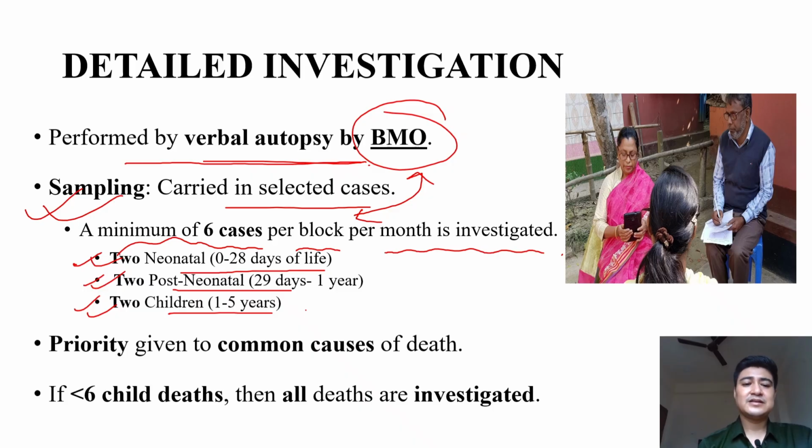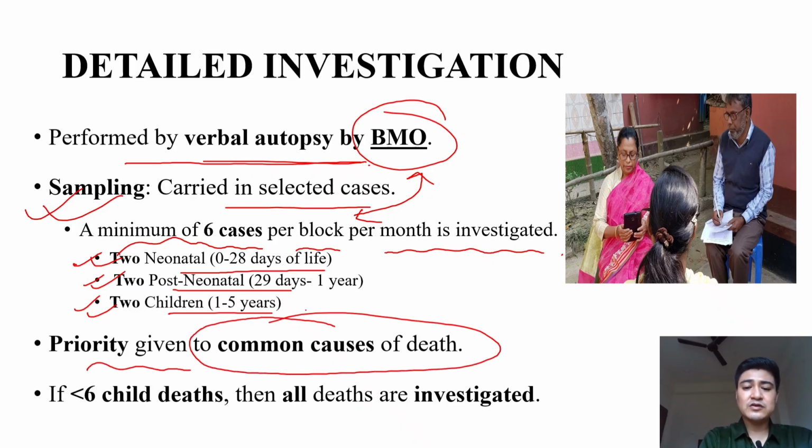Suppose there are no neonatal or postnatal cases, and all the 6 cases are of children, then all 6 cases of children are selected. But if there are 6 cases distributed equally, then 2 each from the neonatal, postnatal, and children will be selected by the block medical officer. The priority of selection will be given to the common causes of death.